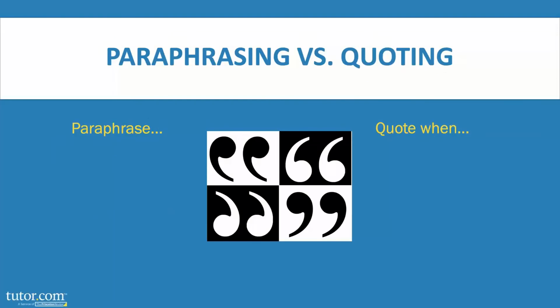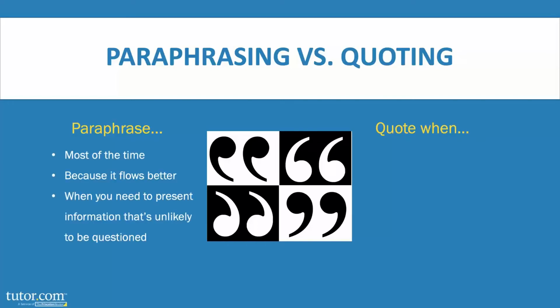So that brings me to paraphrasing versus quoting. Pet peeve I have. You should paraphrase most of the time. It flows better. It shows that you've been able to take the information in, process it, and put it into your own words in just the right place in your paper. Paraphrase if the information you are presenting is unlikely to be questioned, which should be most of what you are presenting. Quoting throughout your paper can come across as choppy, and it also sends the message that you might have taken the easy way out, because it's a lot easier to drop quotes all throughout your paper than it is to actually paraphrase.